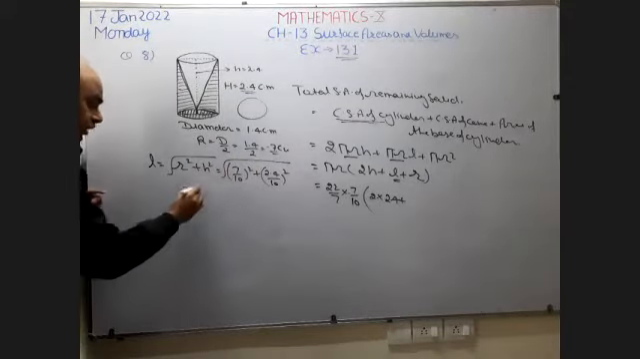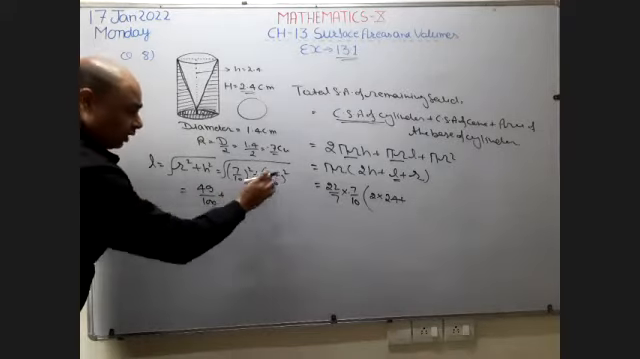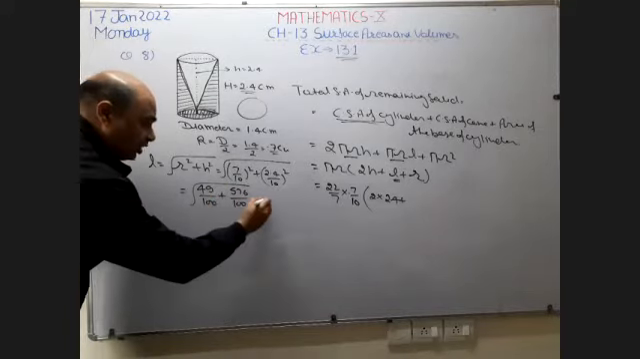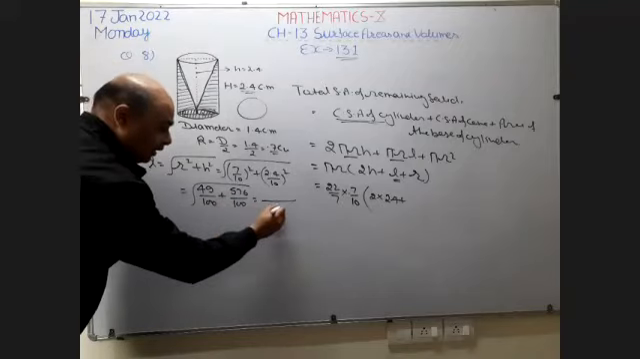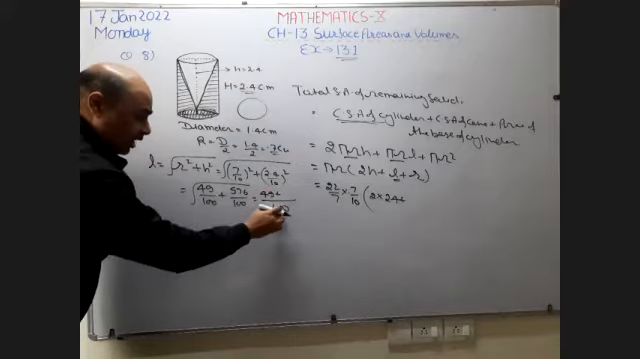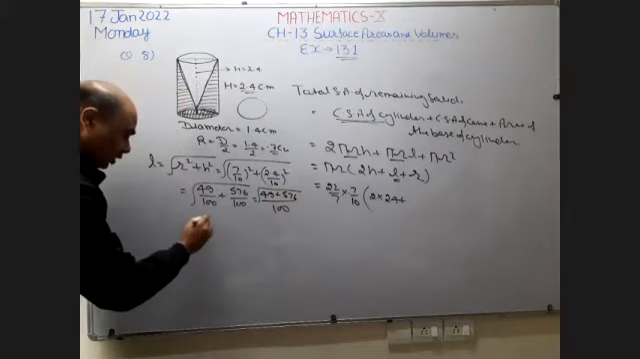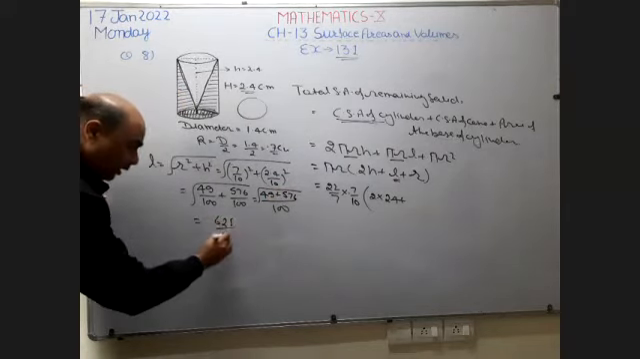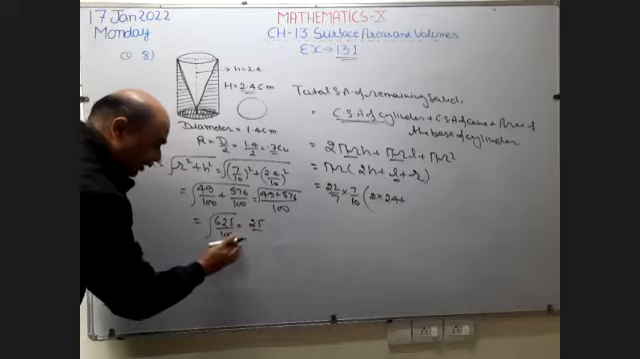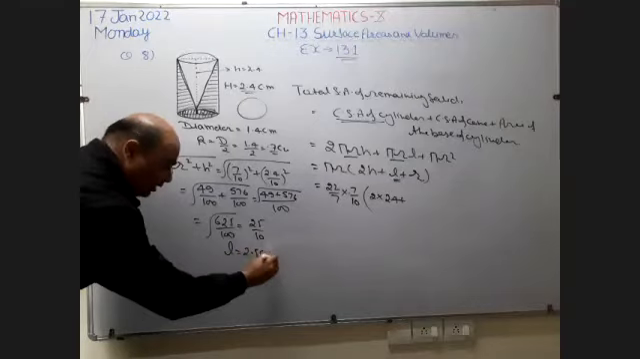Now square of 7 is 49. Square of 10 is 100. Plus sign is there. Square of 24, 576. Square of 10 is 100. Now take LCM. LCM of 100 and 100 becomes 100. 100 is going to cancel with 100. What is left? 49 plus 576, and its square root. So this is going to be 625 upon 100 and its square root. Square root of 625 is 25, square root of 100 is 10. So the value of L becomes 2.5 centimeter.